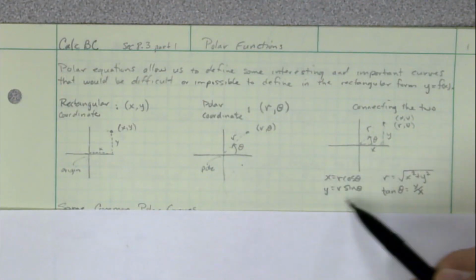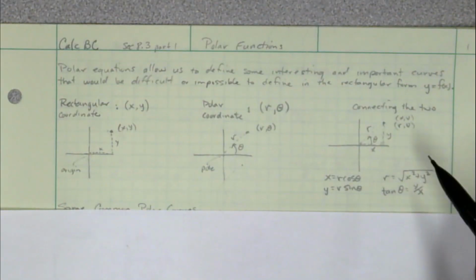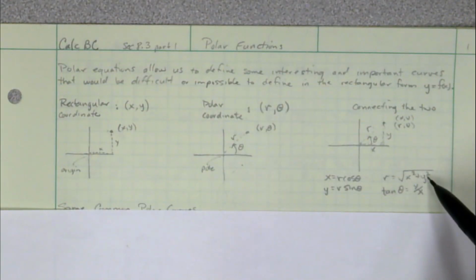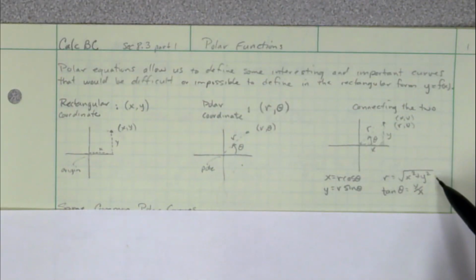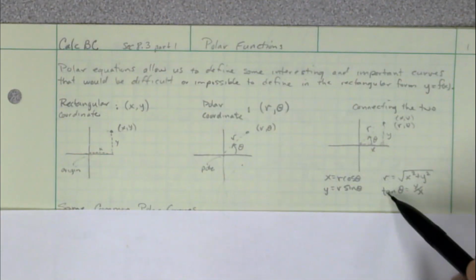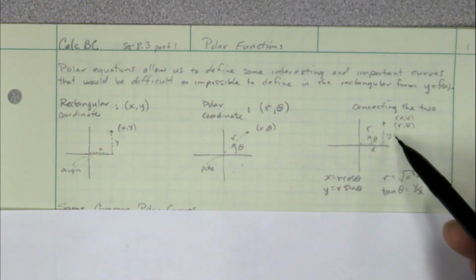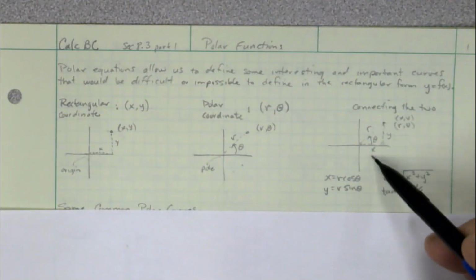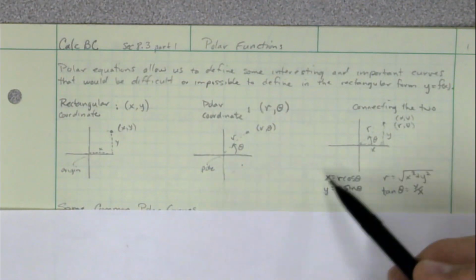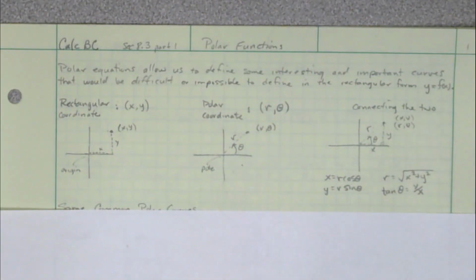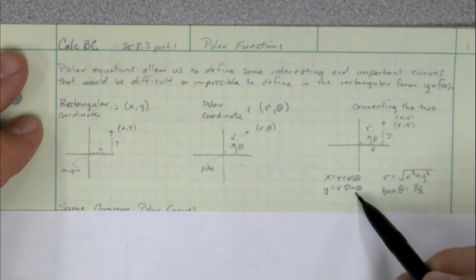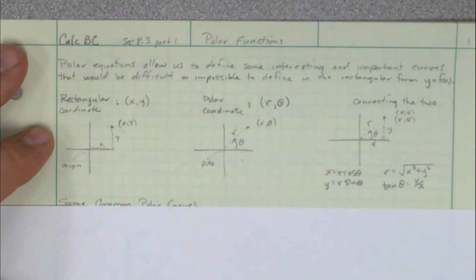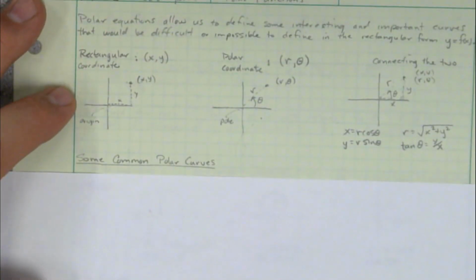So these are your conversions between x's, y's, and r's. R can be found with the Pythagorean theorem, so it's the square root of x squared plus y squared. And then for the angle itself, the tangent of that angle is y over x. These are our conversions between polar and rectangular that you're going to want to be familiar with. It's going to be used in later problems, particularly this one right here, so be careful that you remember it, okay?